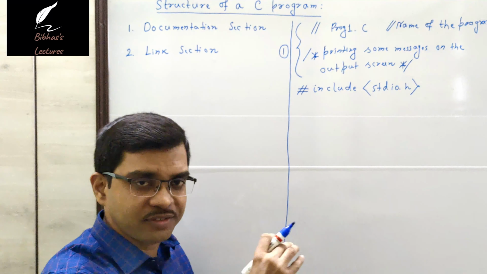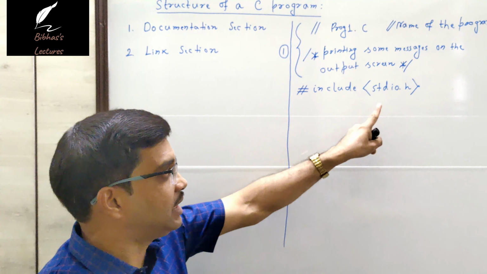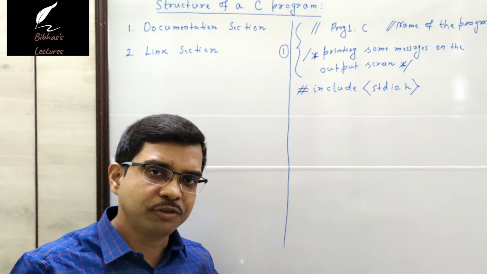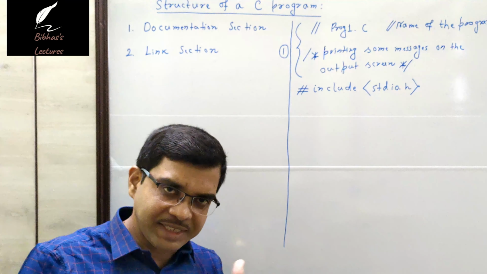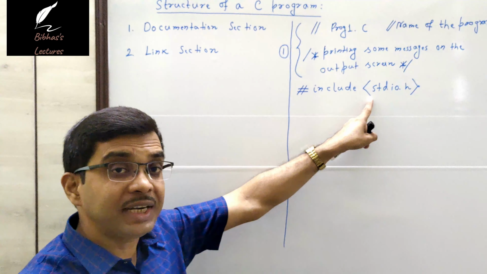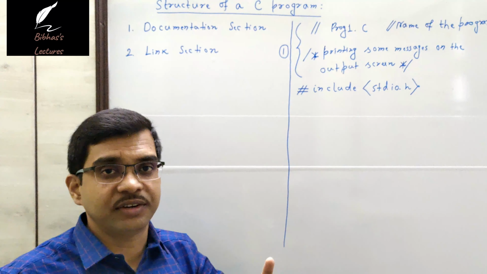So these two functions, scanf and printf, we are going to use, and they have already been defined in this header file stdio.h. We have to just call them so that the scanf function can take the input and the printf function can print the output. So that's why we are taking the permission from the compiler by including this header file.